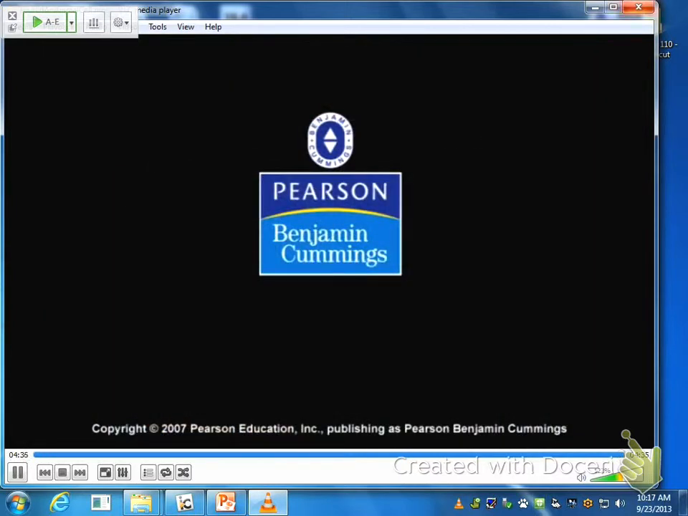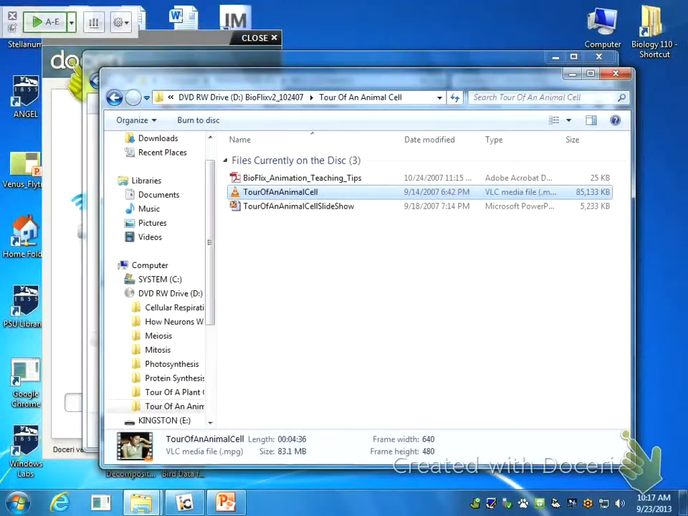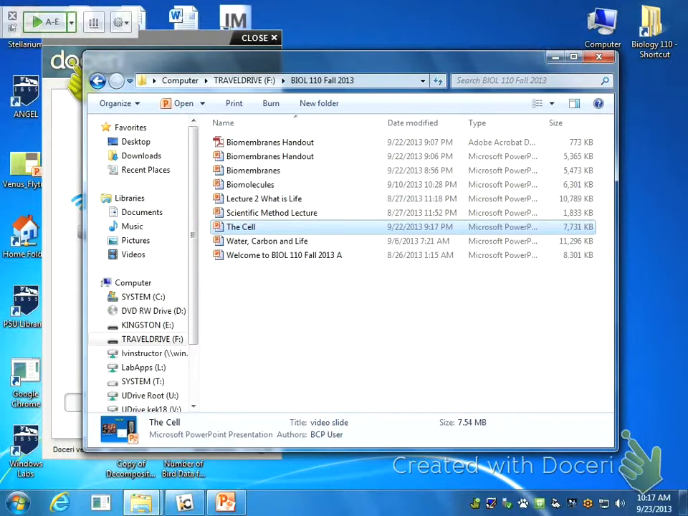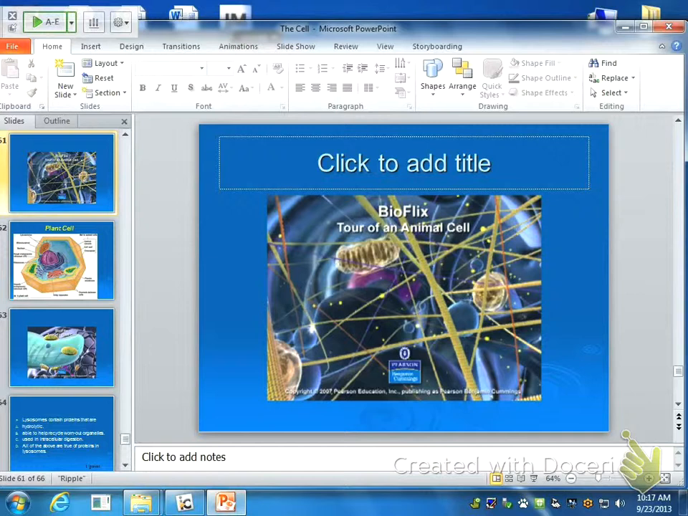Okay, so that was just a little quick overview. We talked about all of these individual components of the cell previously. Okay, now let's go back to where we were, and we're going to go on and look at plant cells.